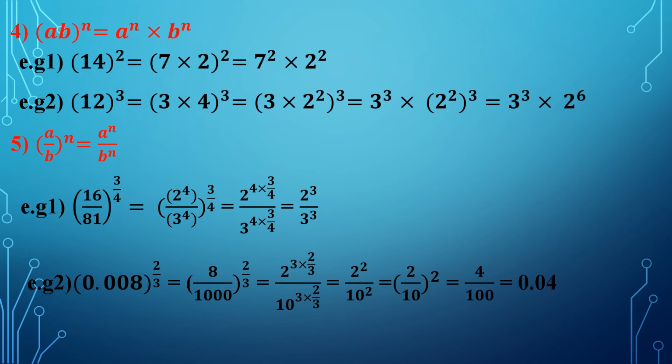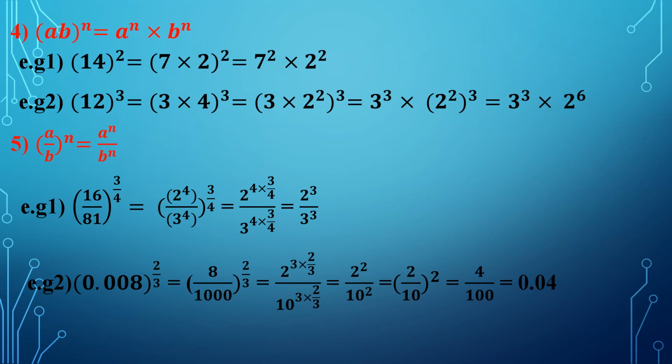Now, always remember, if you are not comfortable with decimals, first convert it into fraction. Here as I have shown, if it is 0.008 whole raised to 2 upon 3, as per the fraction, if I remove the decimals, it will give us 8 upon 1000 raised to 2 by 3.